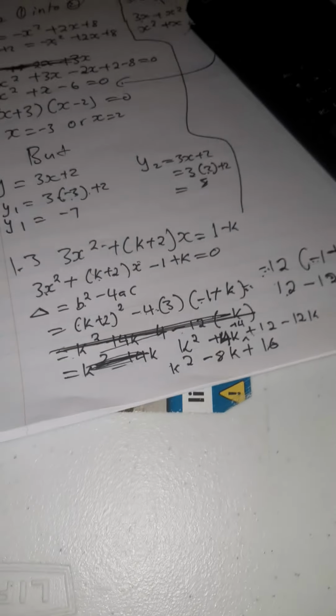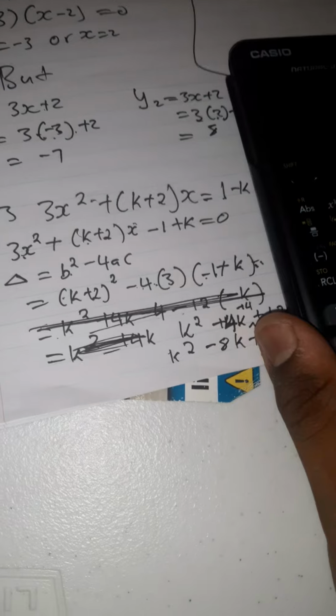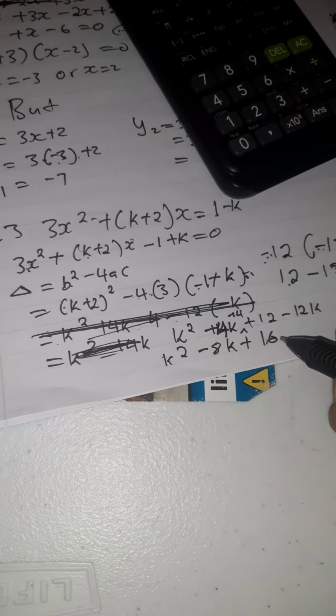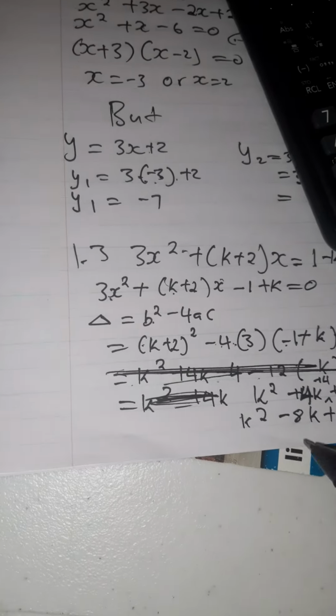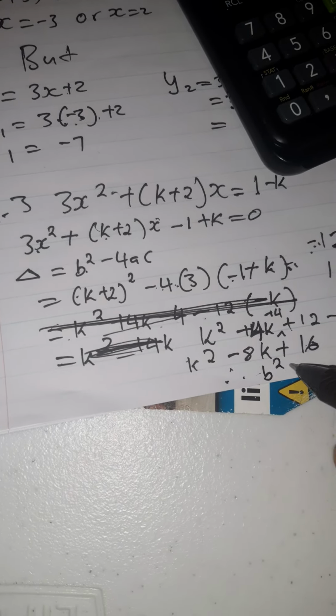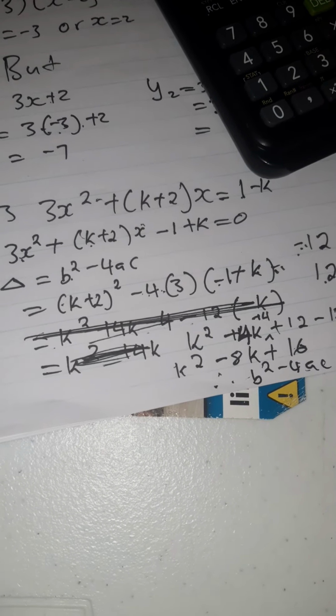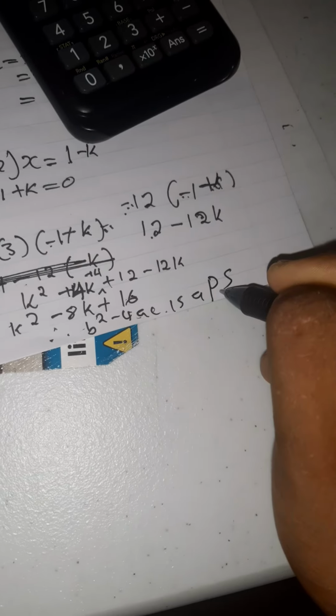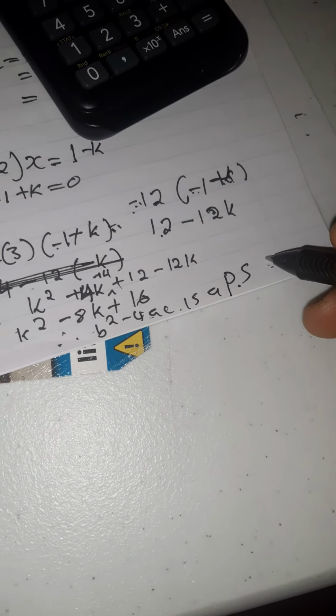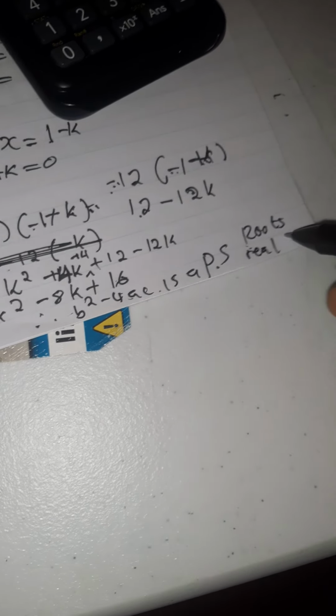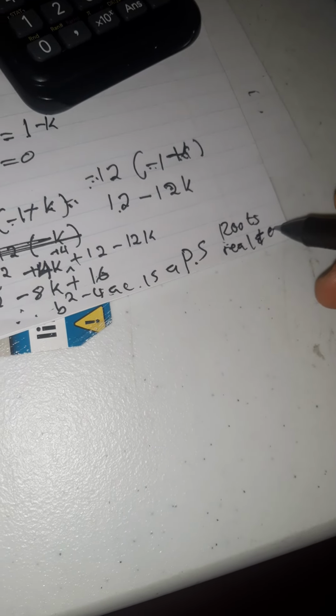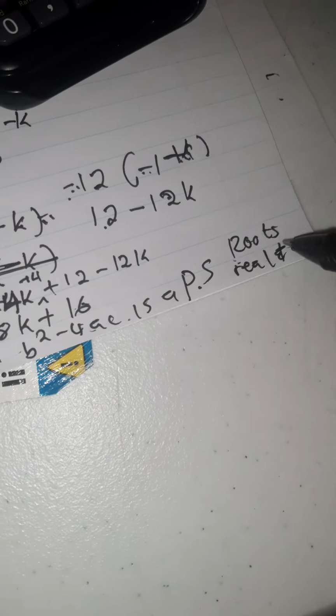Then when I do my quadratic formula, let me do it on the calculator. I get 4 and 4, which means it is a perfect square. So therefore b² - 4ac is a perfect square, which means the roots are real, equal and rational.